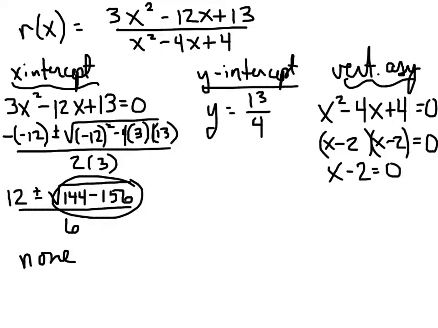That's overkill. So I get an x of 2. That's a vertical asymptote, meaning I'm going to put a vertical invisible fence on x equals 2.